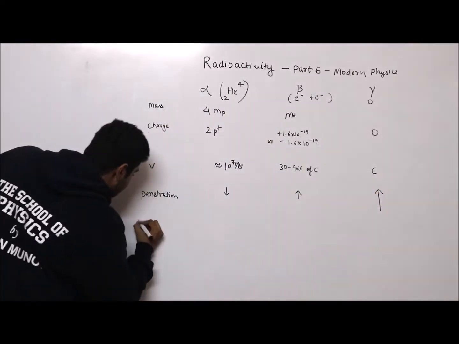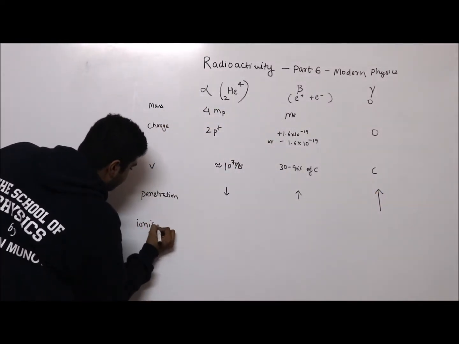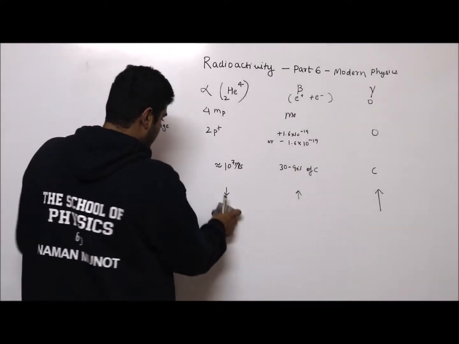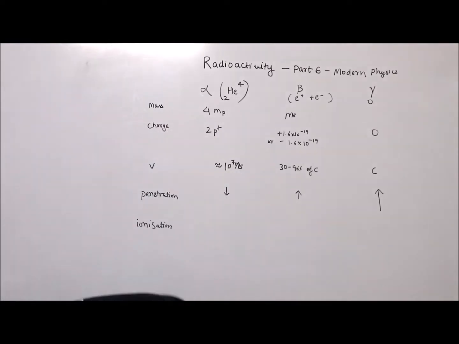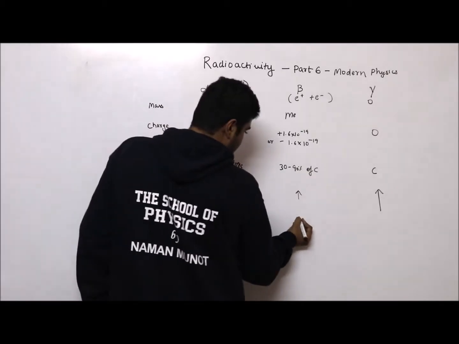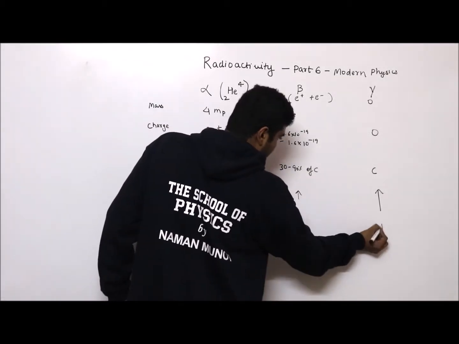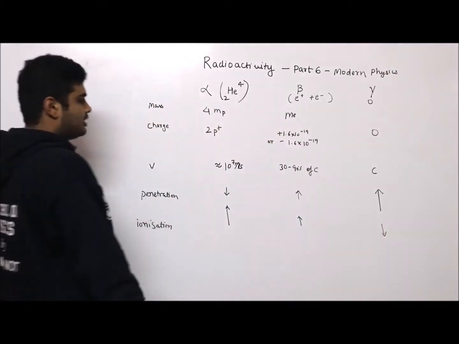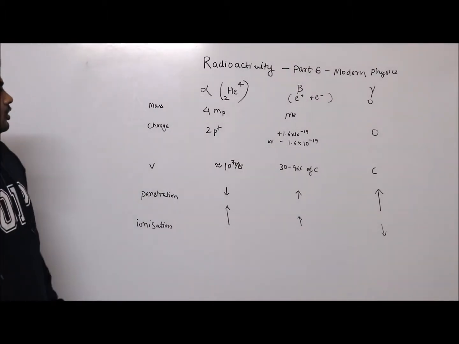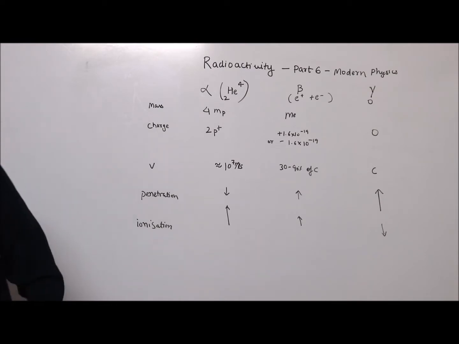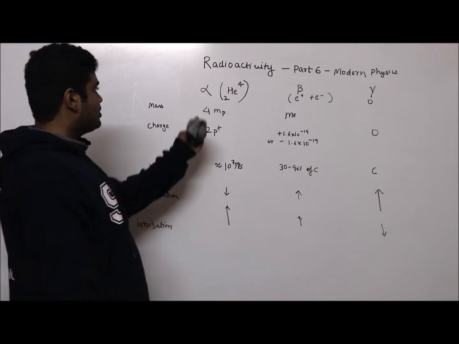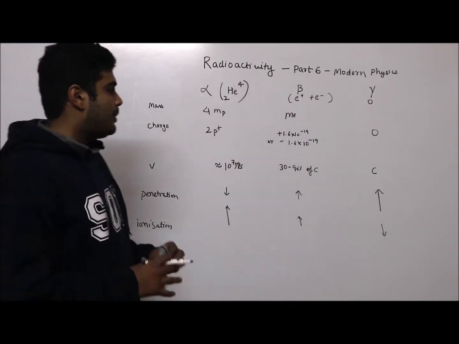Then there is ionization power. This has very high ionization. Then this has a bit lower, and this has very low ionization. As you know, photons cannot ionize. So this was about alpha particles, beta particles and gamma particles.